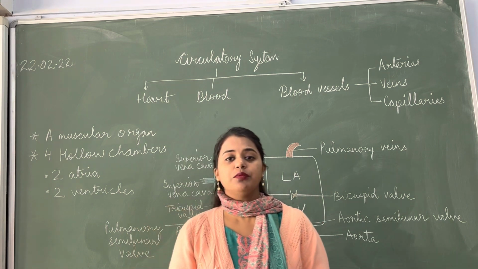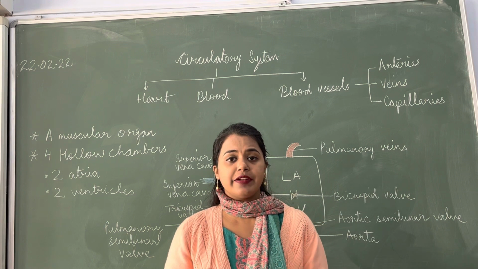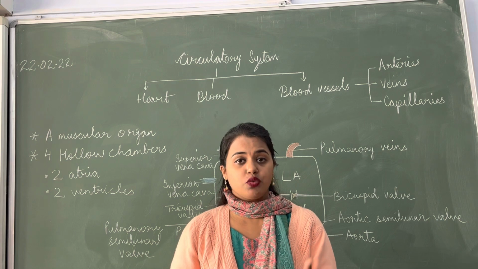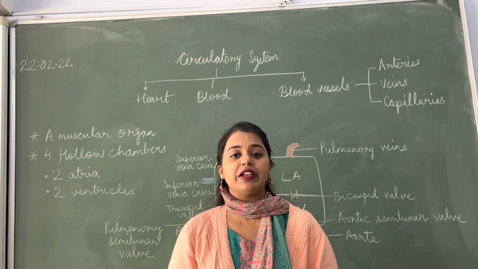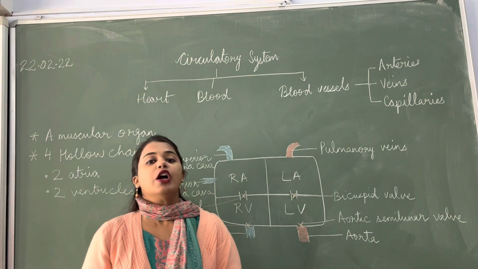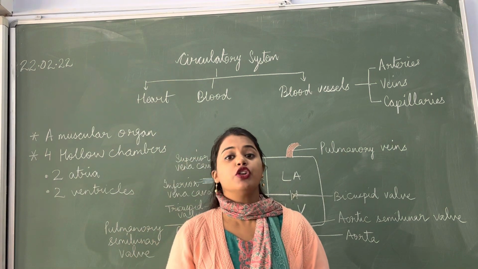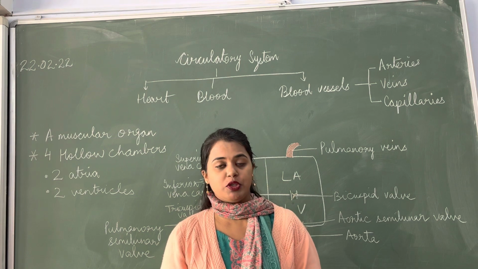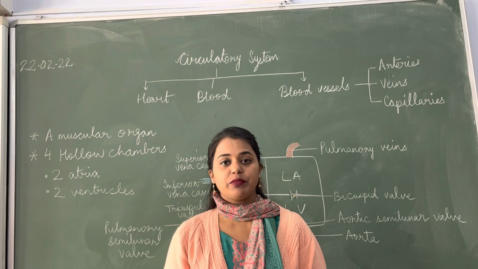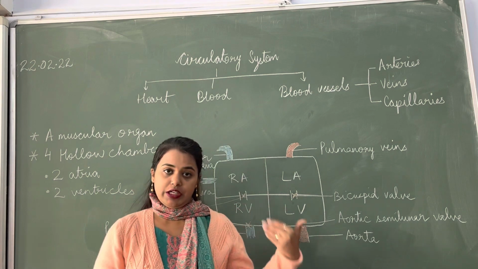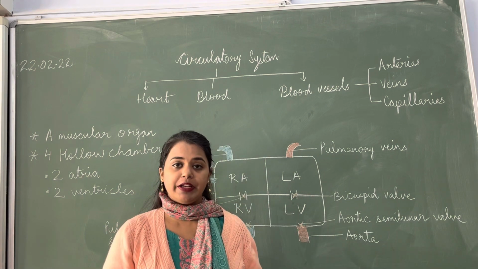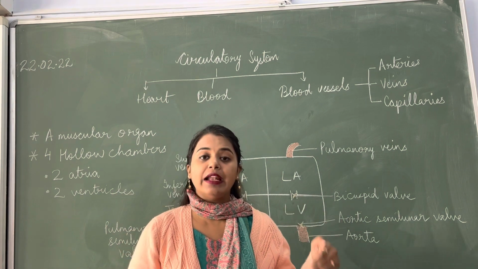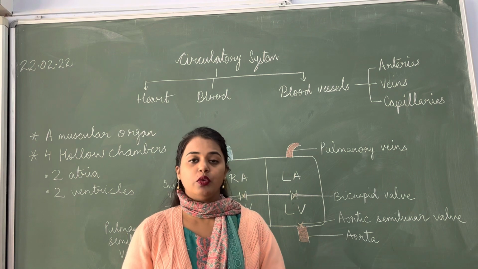Since the blood moves from the auricles to the ventricles, there is a possibility that blood may flow back, but these valves are present between the auricles and ventricles to prevent the backflow. So between the right auricle and right ventricle we have tricuspid valve. Between the left auricle and left ventricle we have bicuspid valve, also known as mitral valve. And between the right ventricle and pulmonary artery we have pulmonary semilunar valve. And between the left ventricle and aorta we have aortic semilunar valve.